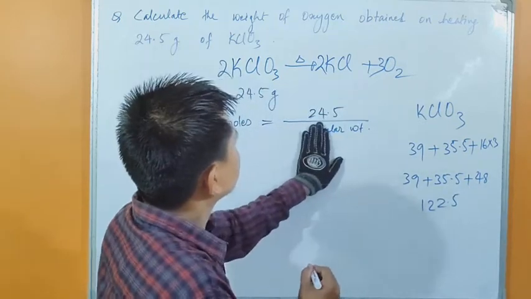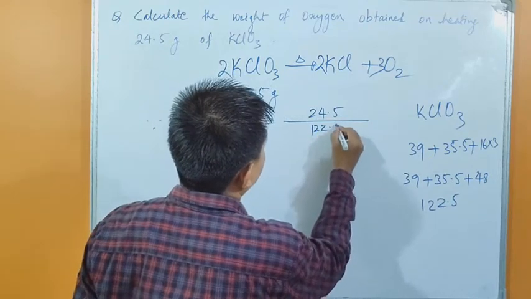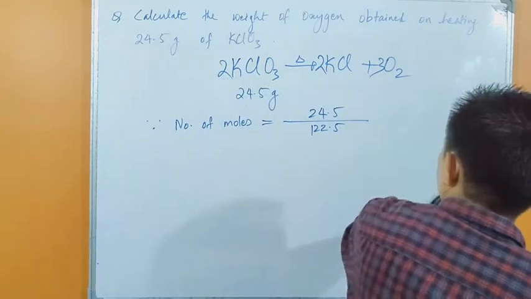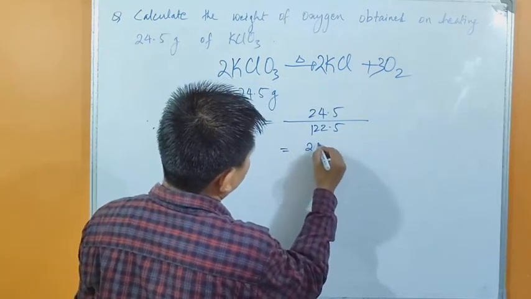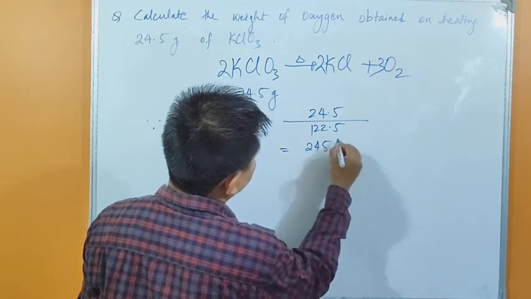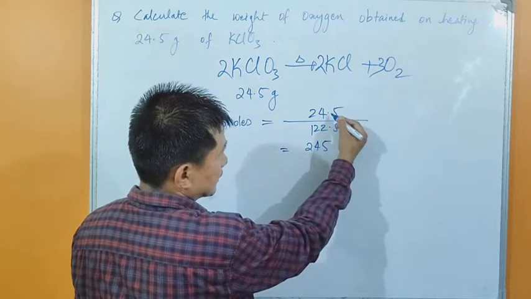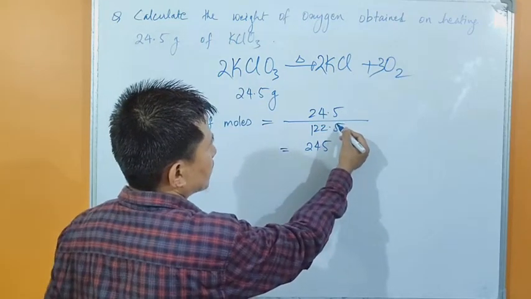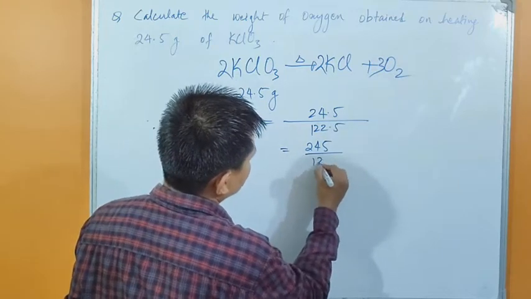So the molecular weight of potassium chlorate is 122.5. So the number of moles of potassium chlorate is 24.5 over 122.5. Let's remove the decimal. There is a decimal before one digit in the numerator, and a decimal point before one digit in the denominator, so we can forget the decimals and write 245 over 1225.